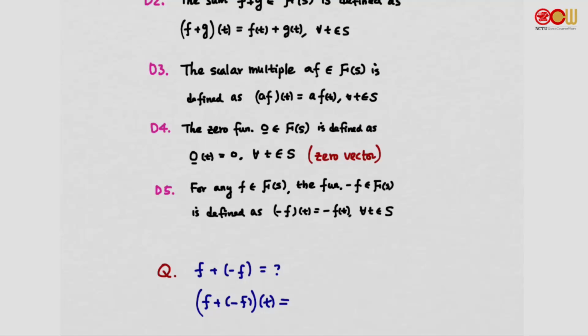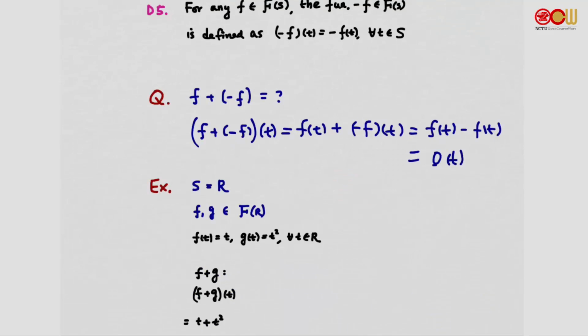By definition, when we sum up two functions, the sum function is like so. So we have f of t plus minus f of t, and this from what we have up there is f of t minus f of t, and we get 0 of t.